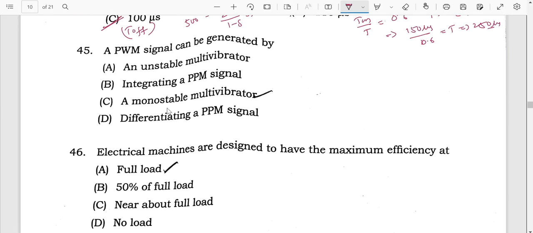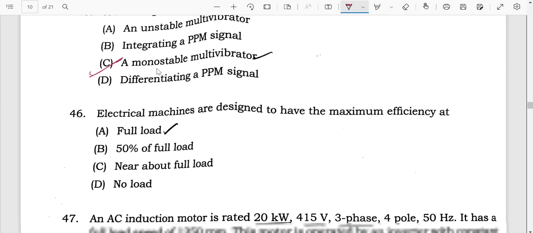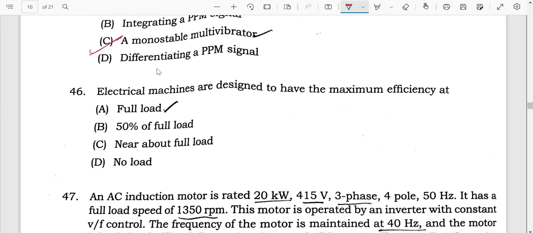A PWM signal can be generated by using a monostable multi-vibrator. So direct question I am not discussing in detail. Next question, that is electrical machines are designed to have a maximum efficiency at. So basic simple question, it said design at full load.